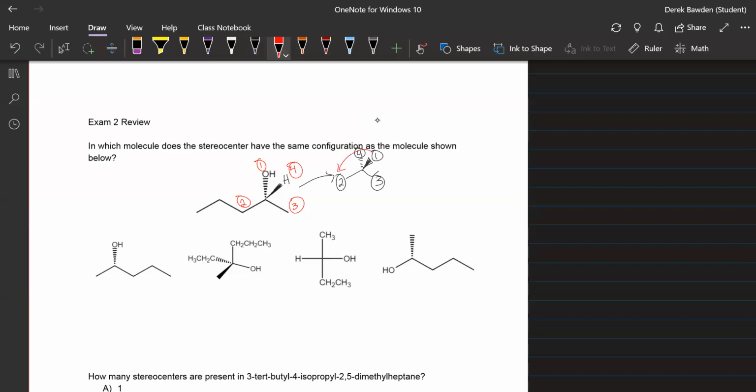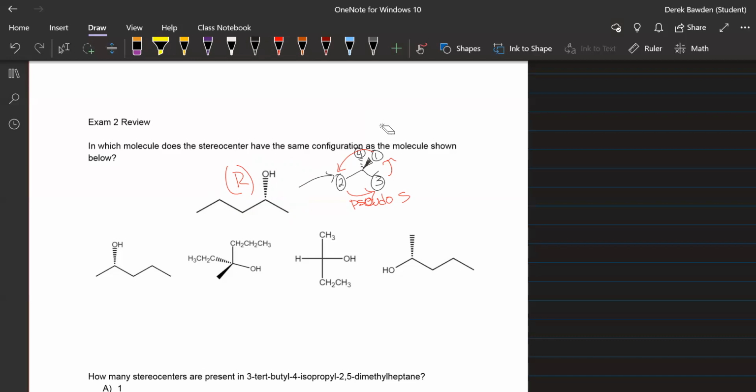Now we draw which direction this is going. So this is going to be pseudo what? Does anyone know? Pseudo S. Perfect, pseudo S. So our original is going to be R. Okay, now that we've established that our original is R, we can go ahead and work through the rest of these and figure out which ones have the same configuration or which ones are R.